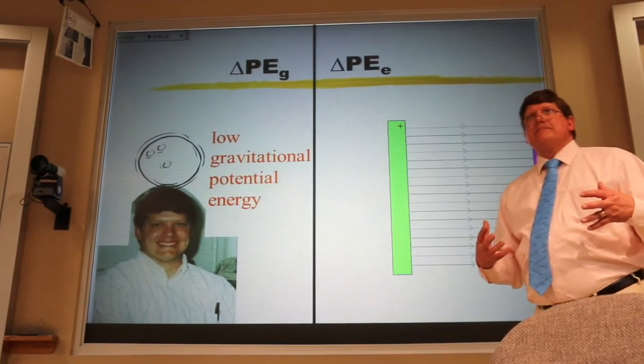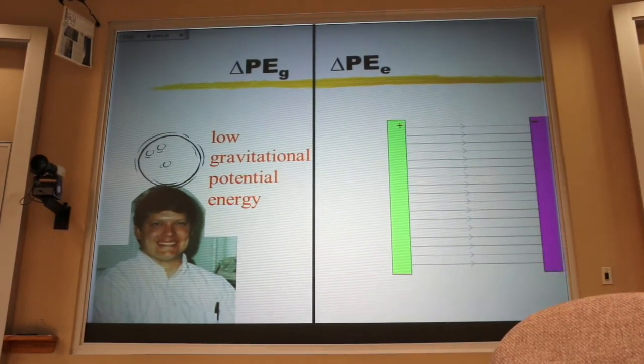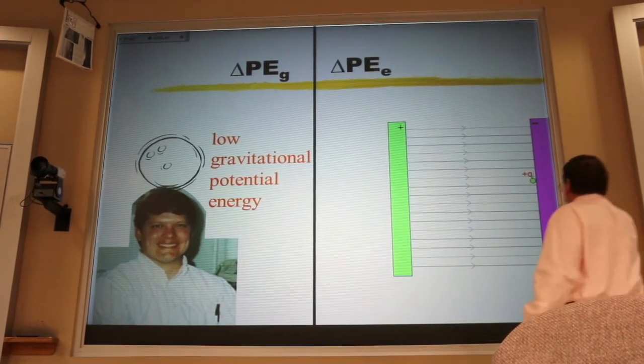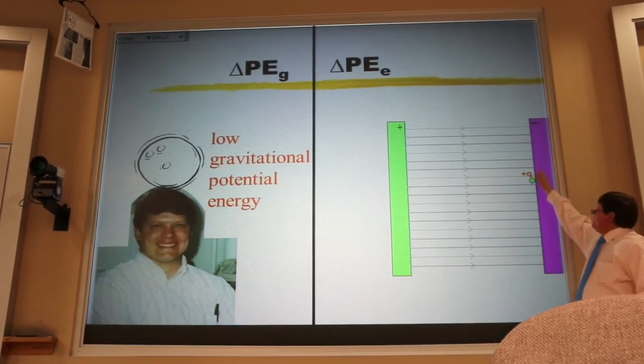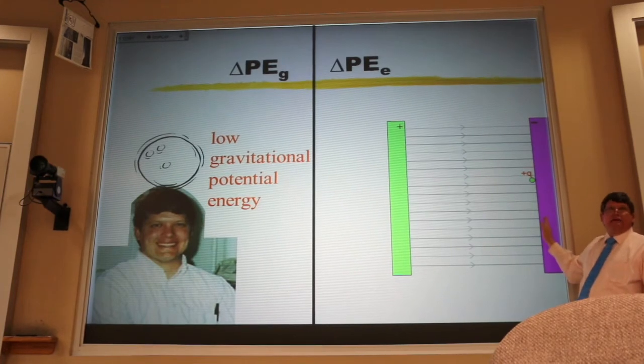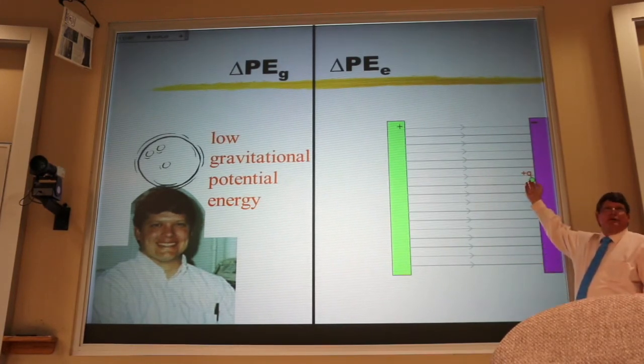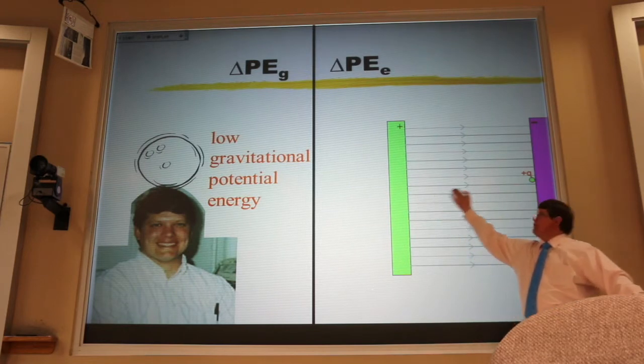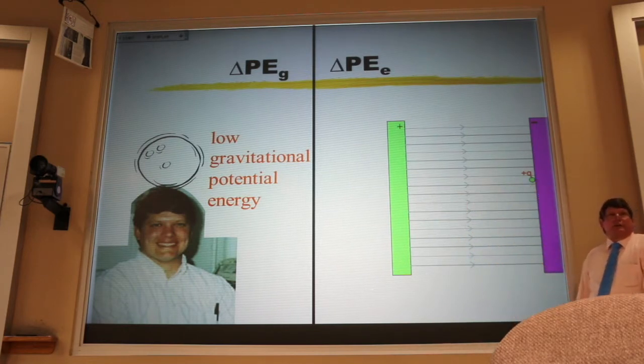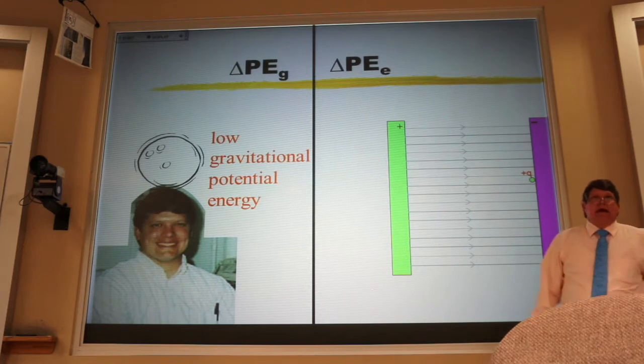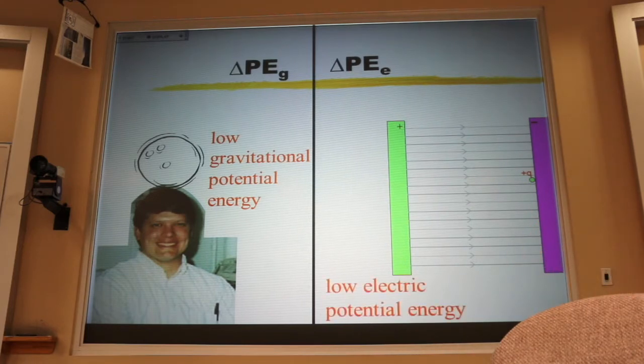I'm not afraid. Okay? Likewise, if I put a positive charge right here next to this negative plate, that's where it wants to be. That's its happy place. It doesn't want to be near that positive plate. It wants to be here at the bottom of the cliff. Okay? In that case, I would say it is at a low electric potential energy.